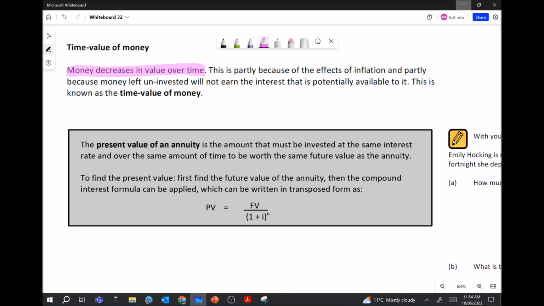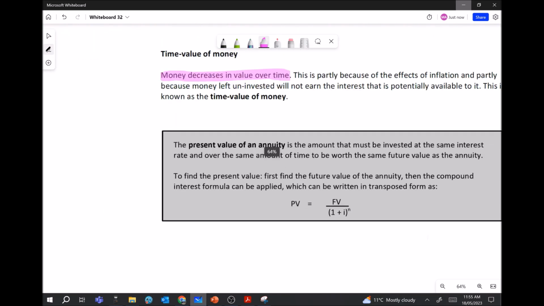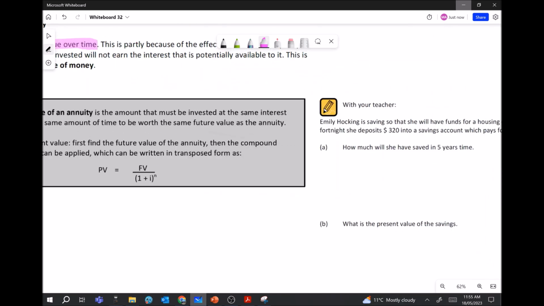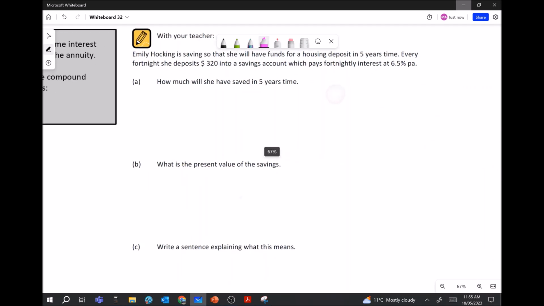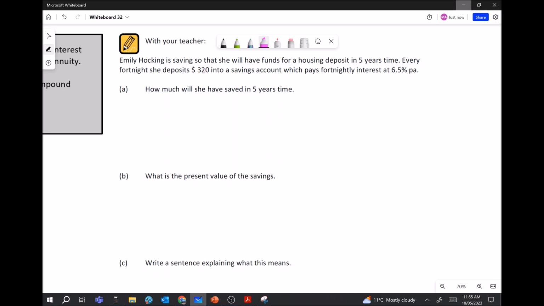In order for that money to be worth as much in the future as it is now, it needs to be invested in, say, a bank account or stocks or shares, and it needs to grow in size. And we can calculate that using this present value of annuity formula here. So we'll use that in part of the question we're about to do. And in this question, we have someone, Emily Hocking, who is saving so that she'll have funds for a housing deposit in 5 years' time.